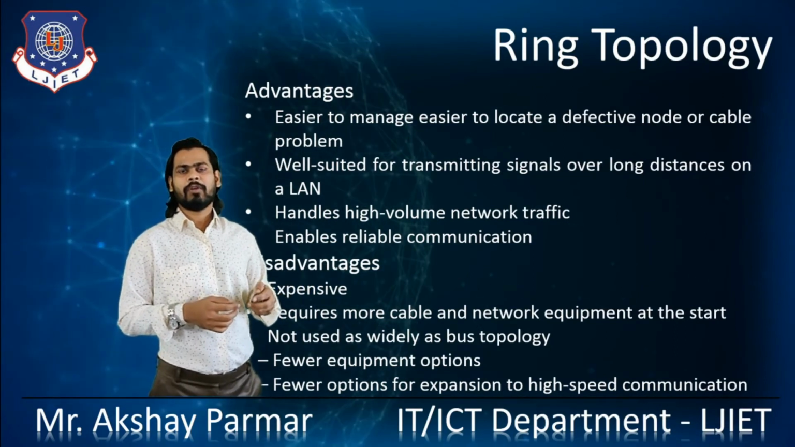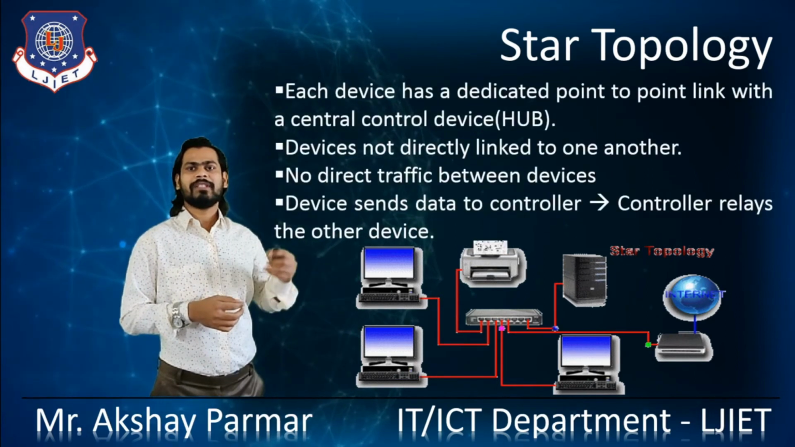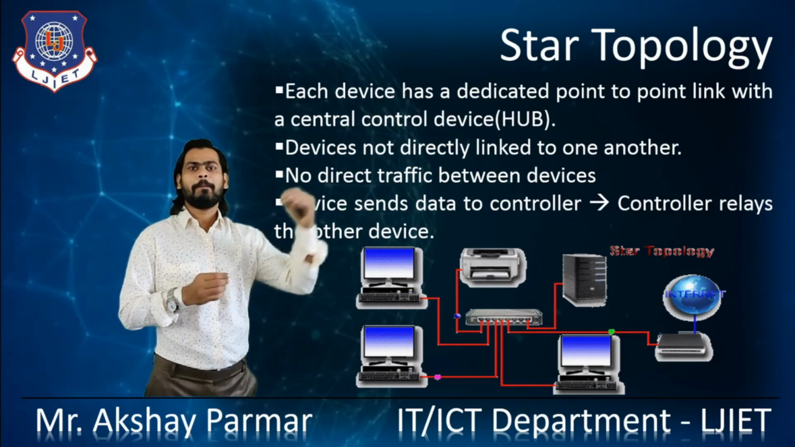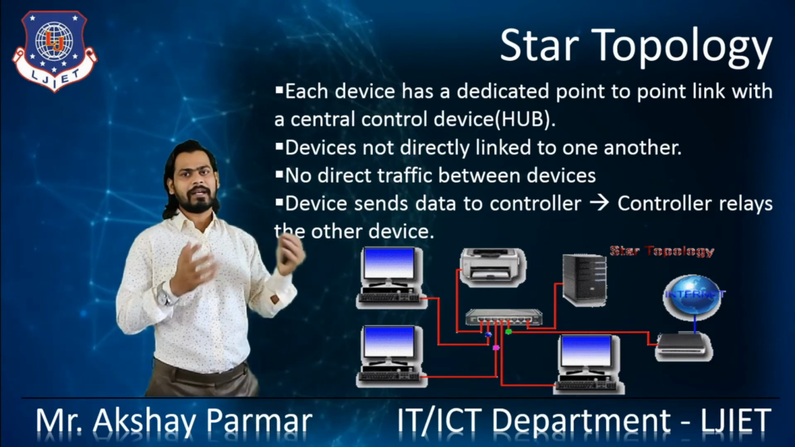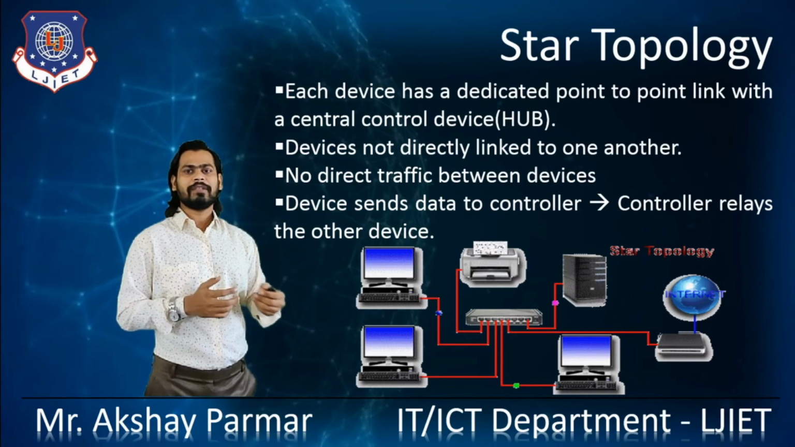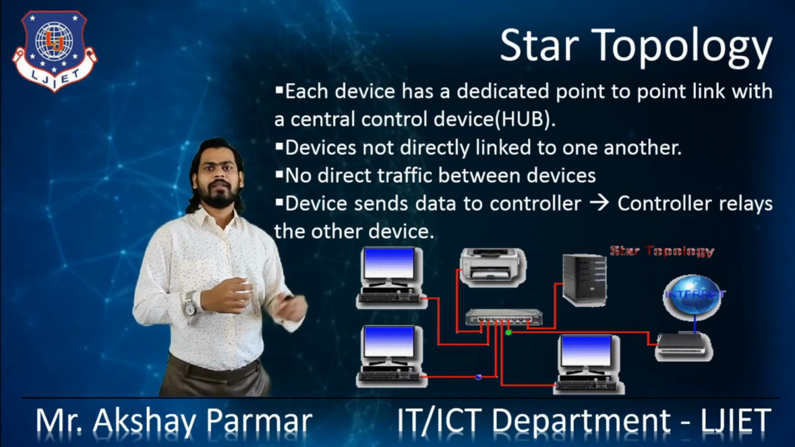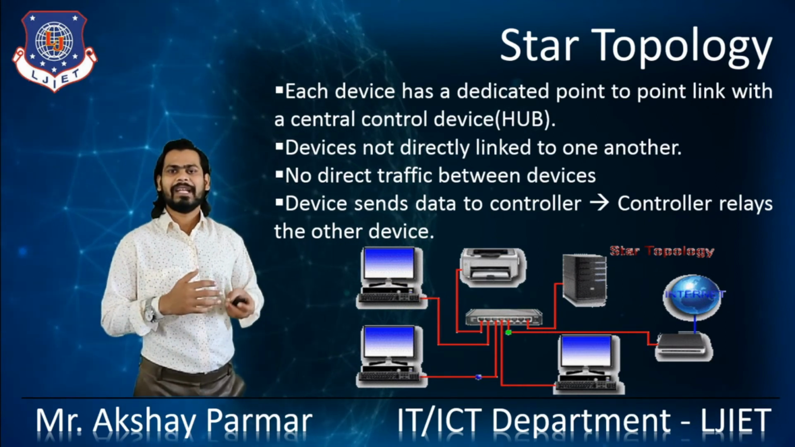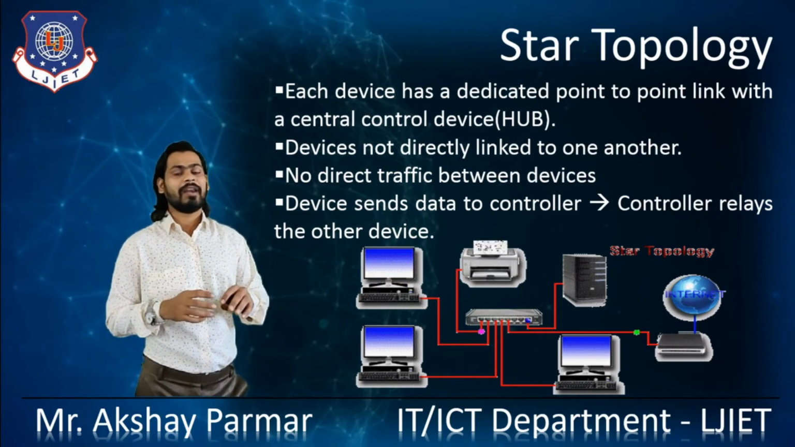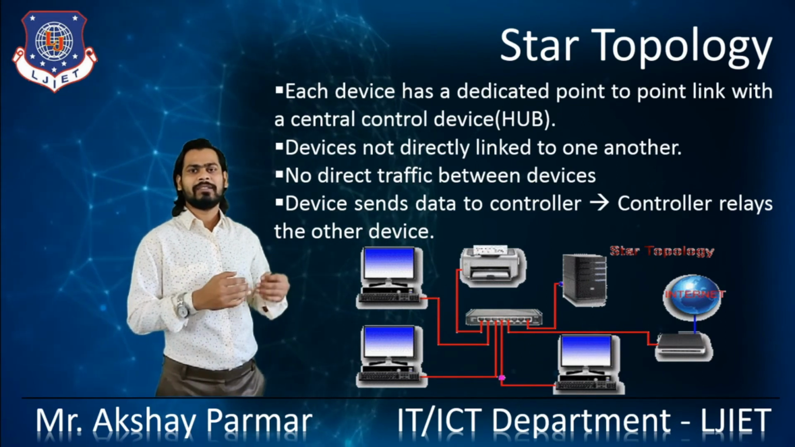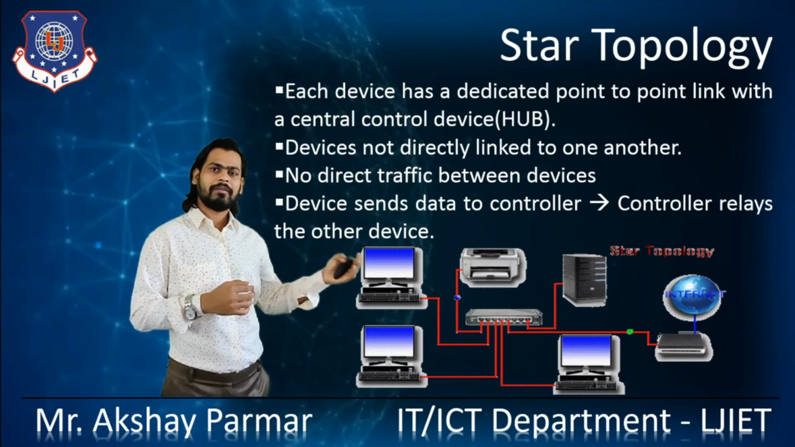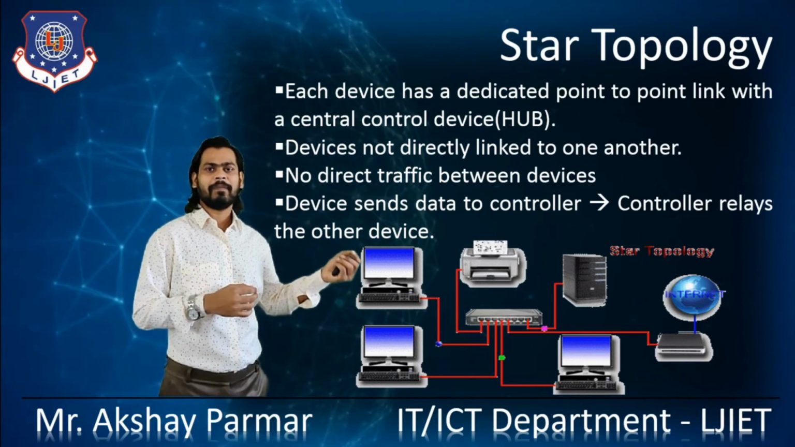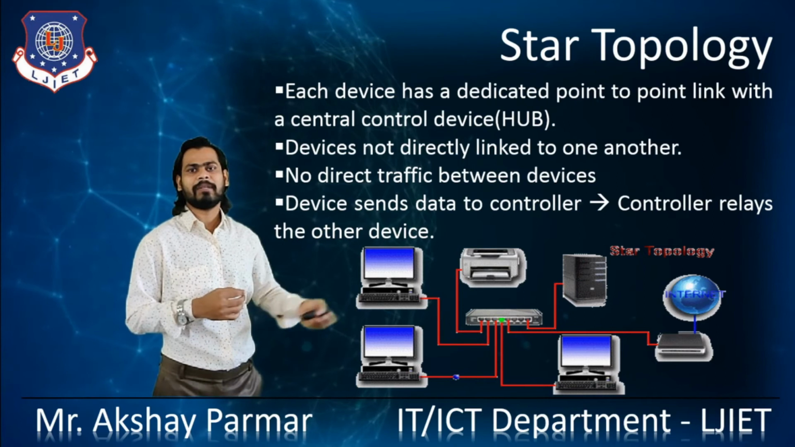Right. Let's move forward to another type of topology, the star topology. Each device has a dedicated point-to-point link with the central control. That central control device is called the hub. The hub is a centralized system to which every device is connected. Devices are not directly connected with each other. The devices are connected to the hub, and the hub is the central system which connects all the systems.